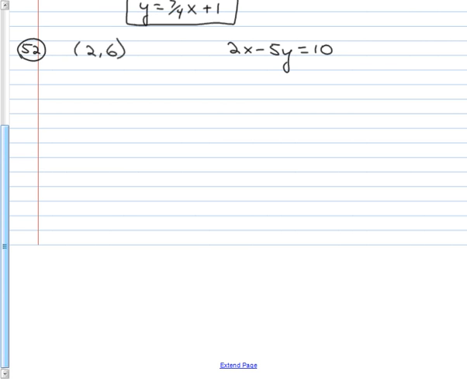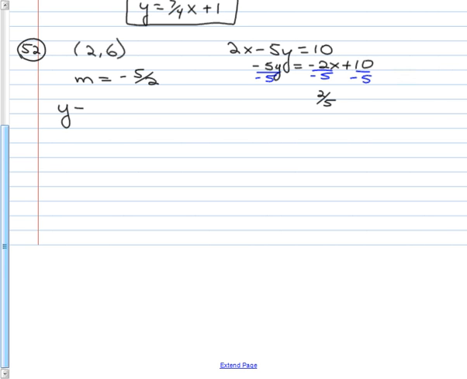So I need to figure out the slope of this perpendicular line. And we'll just rearrange it to slope-intercept form to do it. Subtract the 2x. Negative 5y equals negative 2x plus the 10. Divide by negative 5. And all I really care about is that slope number. What is the slope of this line? 2 over 5, 2/5. So that means my perpendicular line has a slope of negative 5 over 2. And now we're just going to drop it into that point slope form.